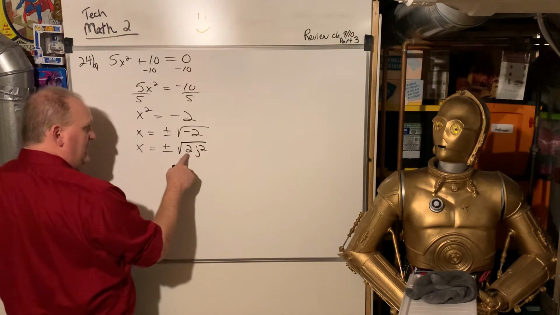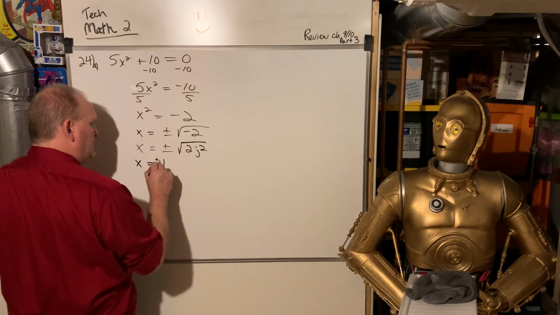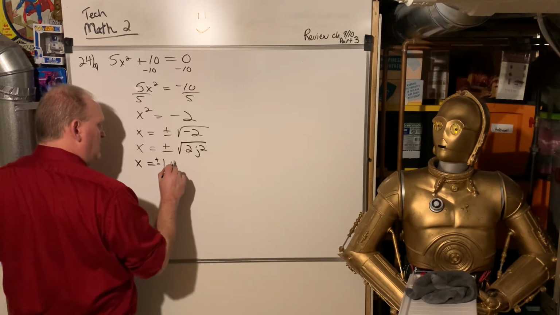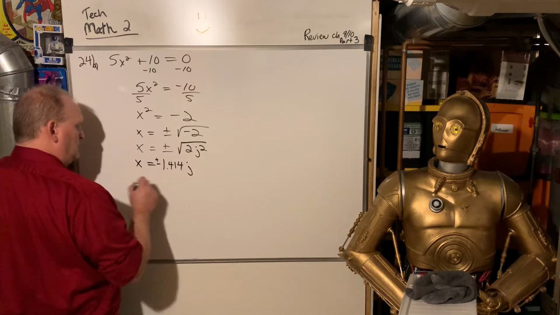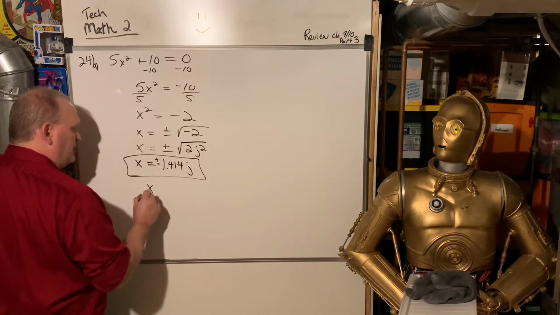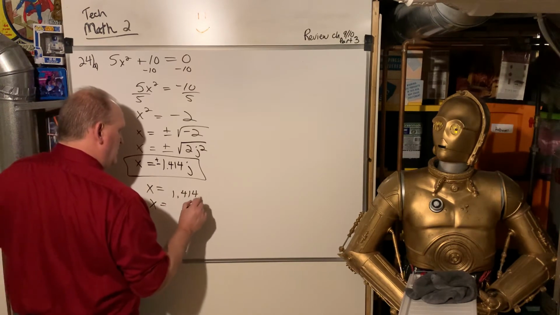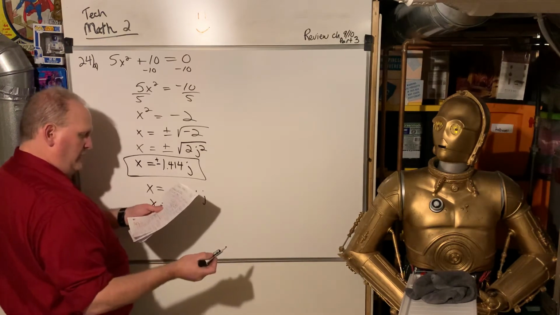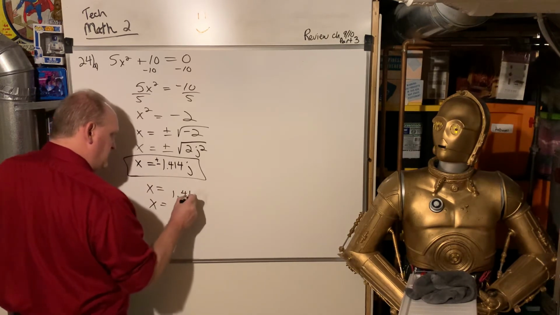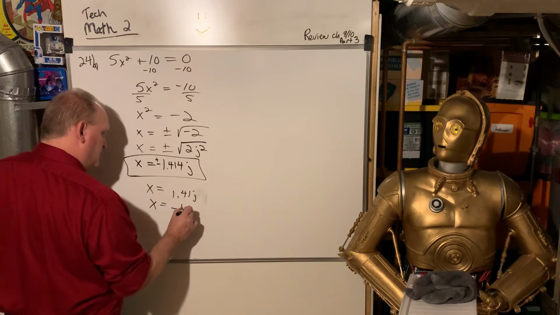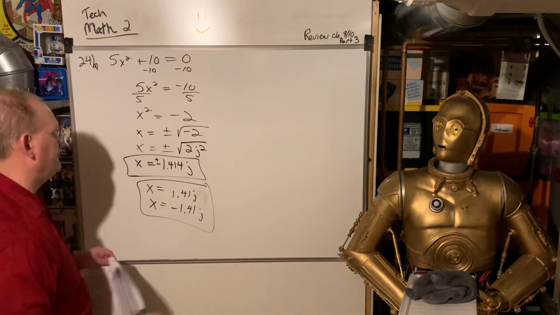And so now you take the square root of 2, that's 1.414. So plus or minus 1.414j. Or if you wanted to do it as two separate answers, 1.414j. Oh wait, they only want hundredths. 1.41j and -1.41j. Okay, so two separate answers.